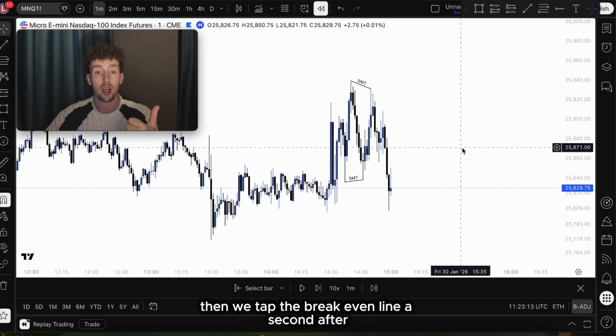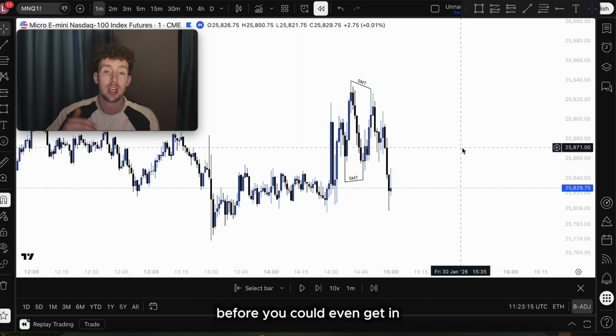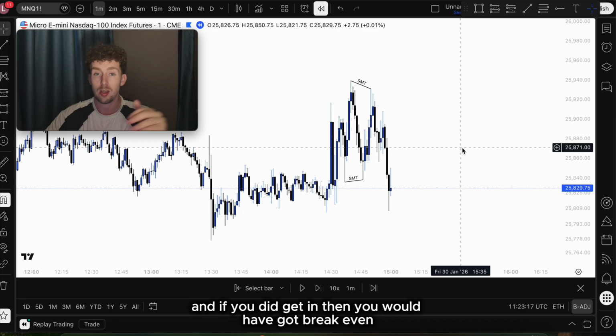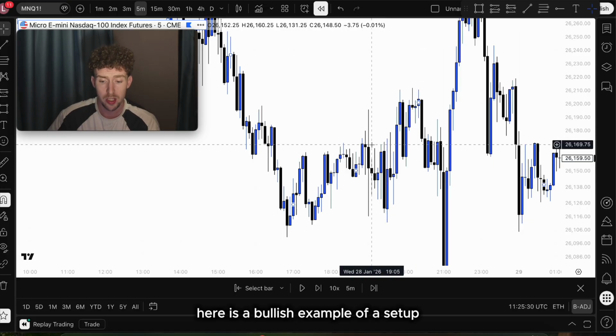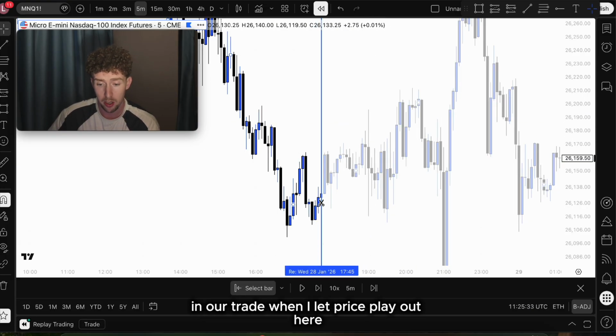Then we tap the break even line a second after, before you could even get in. And if you did get in, then you would have got break even. So this is the type of position we're looking to avoid when trading. Here is a bullish example of a setup that we just wouldn't like to take in our trading.